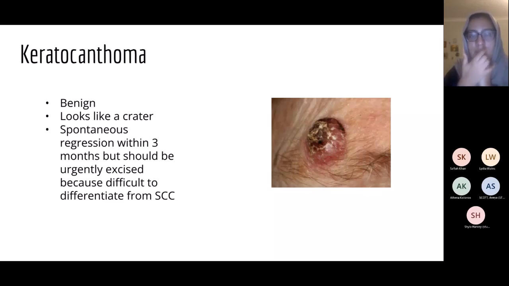3 months. But of course, if you see someone with a lesion like this, you would probably want to biopsy anyway, just to make sure that you don't have a squamous cell carcinoma. But yeah, sometimes you might come across this in your SBAs or in past med at least.